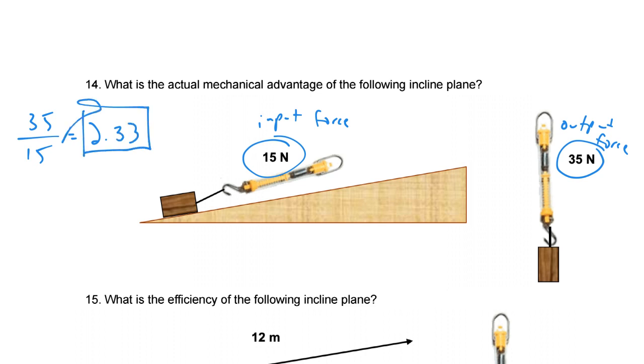So it should definitely be more than one. Inclined planes reduce the amount of force needed. But just think about it this way. To pull it straight up requires 35 newtons. By using the plane, we reduced that to 15 newtons. So we're clearly gaining a mechanical advantage. And then it's just the proportion between those that is our mechanical advantage.